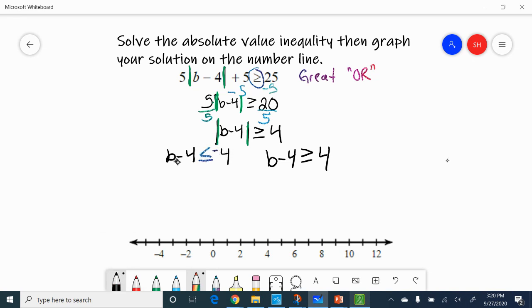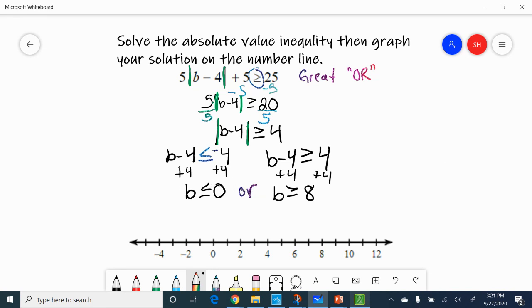And now we're going to just solve like normal. So we're going to add 4, add 4. So b is going to be less than or equal to 0. Add 4, add 4. So b is going to be greater than or equal to 8. And we know it's an or problem, so we're going to write or in between there. Anytime it's an or problem, you're going to leave your answer as two separate inequalities. And we're going to graph these.